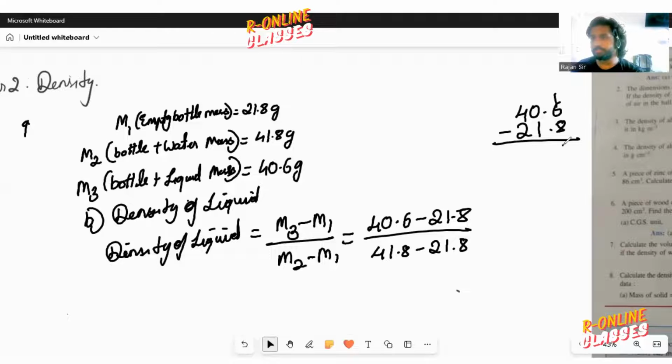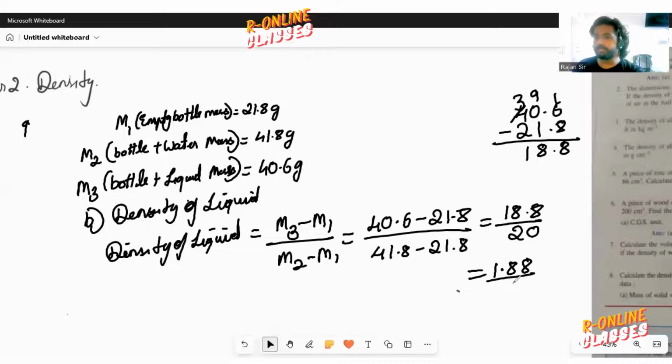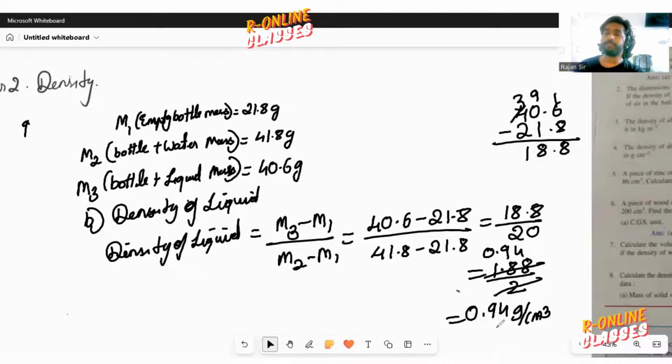So we got 16 plus 8 here, we have 8. This is 9 by the way, so 9 minus 8 is 8. I hope you're getting it. And this is 3. So this is 18.8. So we have 18.8 upon 20. If you take the 0, we have 1.88 divided by 10, and then you divide this, we have 0.94 gram per centimeter cube. So this is the density of the liquid.